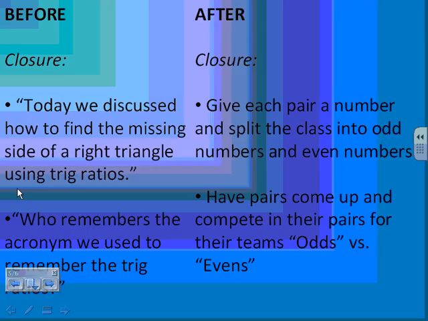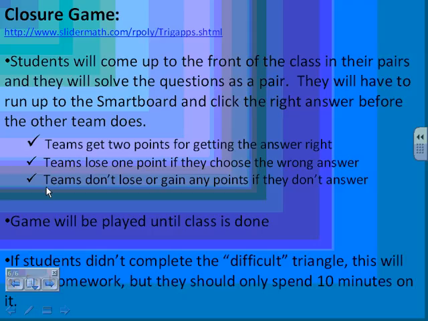we're going to divide the class up, like the pairs that they went around and did the activity. We're going to give each one an odd and an even number. So we divided the class into teams, and the teams are odds and evens. And then we're going to close with a game. So that's the difference. Also in the closure we said that because we made this math challenge triangle, they're only to spend 10 minutes on it for homework.